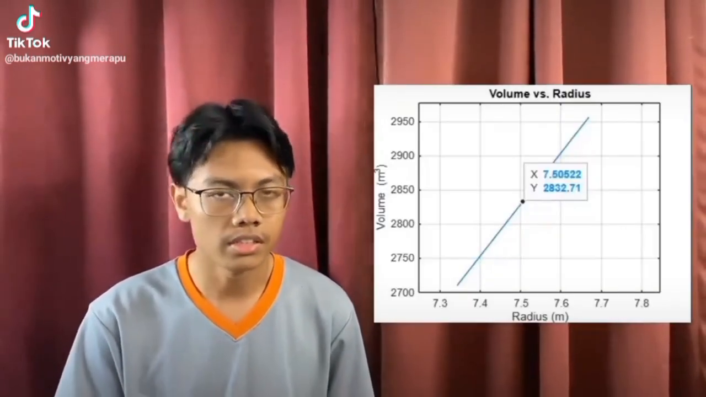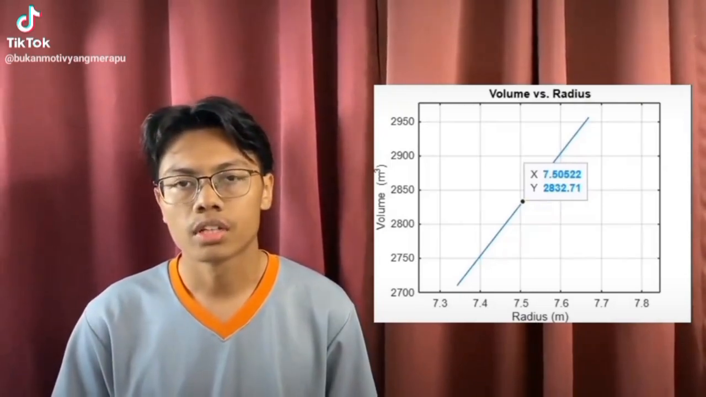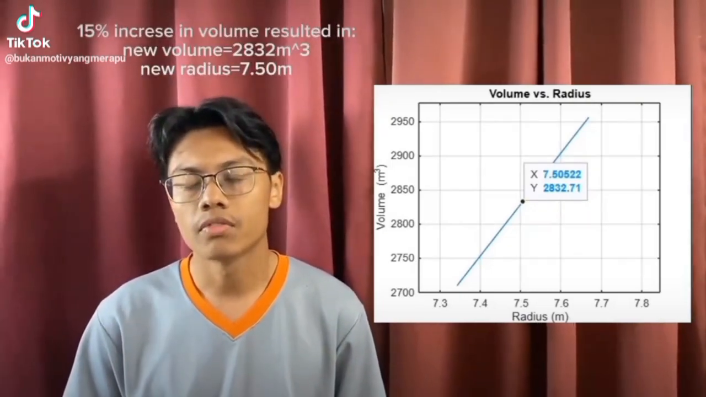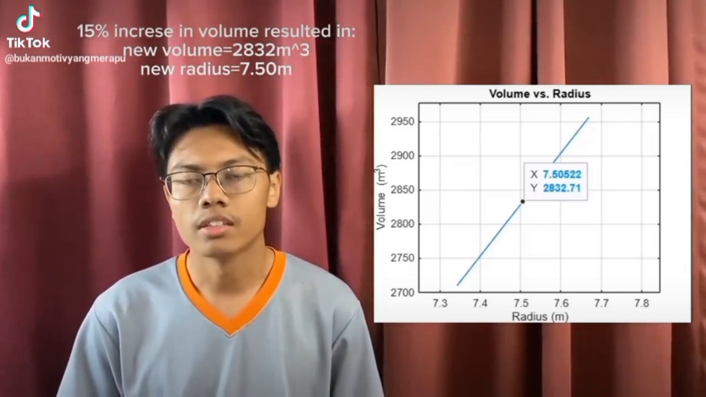And after we get this graph, we have decided to choose 15% increment, because we think that is the most suitable case for this problem solving, because the increase is just 15%, and that's not too extreme from the previous model of tank.